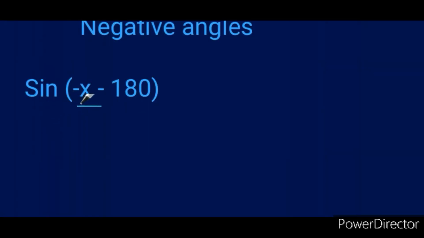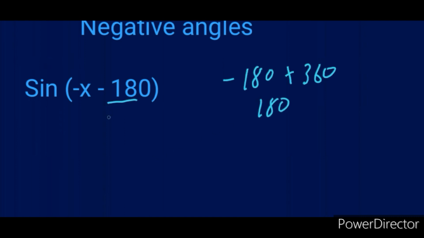So we've got sine negative x minus 180. So what do we do in this case? Whenever we're dealing with negative angles, we just have to add 360 until we get something familiar. So what we're going to do here is add 360. In this case, if you say negative 180 plus 360, you will get positive 180. If you substitute that in place of negative 180, you'll end up having sine minus x plus 180. And this, you can rearrange it.